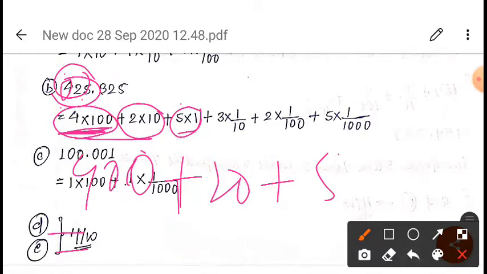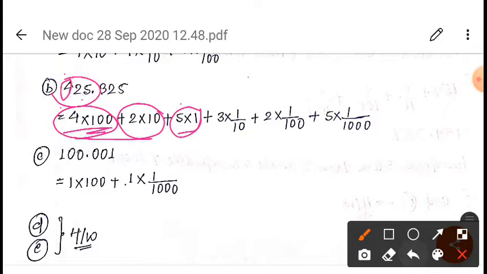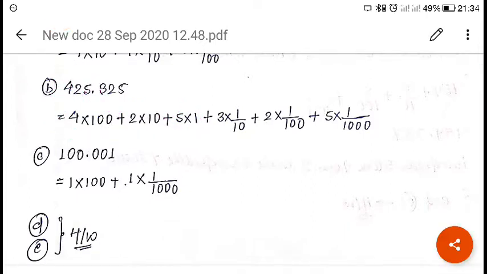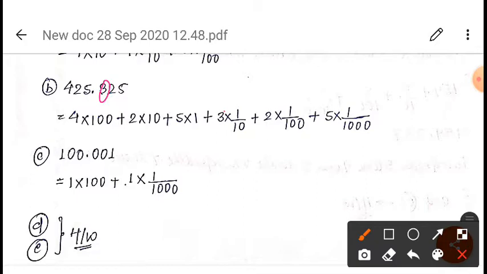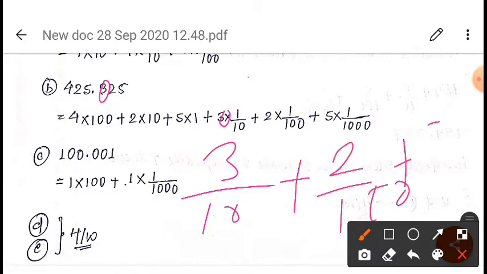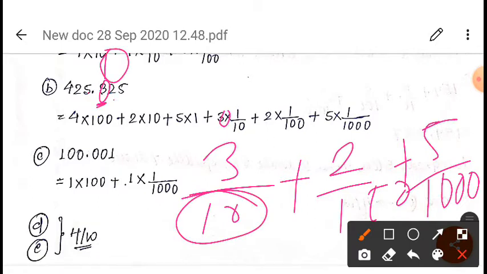After that, if we are asked to write for this 3, we will write 3 by 10, or you can also write 2 by 100, or 5 by 1000. So how can we write this? As you can see, after the point, in which place is 3? In the first place, right? So we will write 3 by 10. And after that, this 2, after the point, is in the second place, so we will write 2 by 100. And this 5 is in the third place, so we will write 5 by 1000.